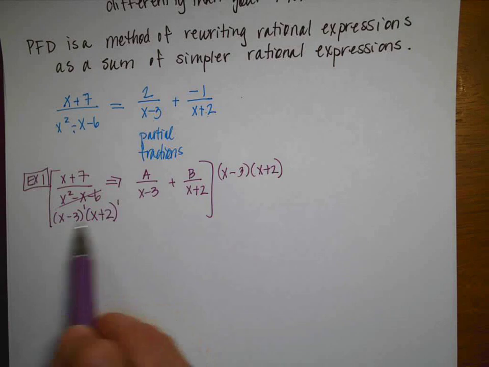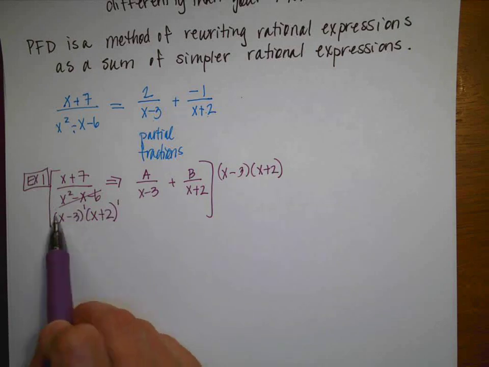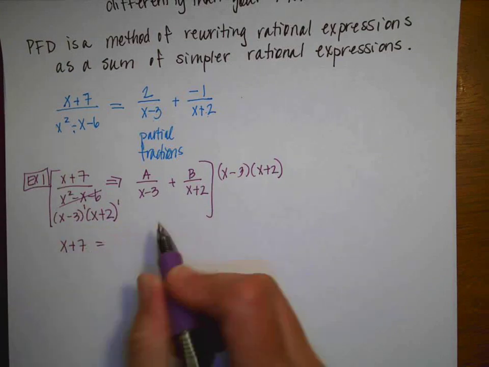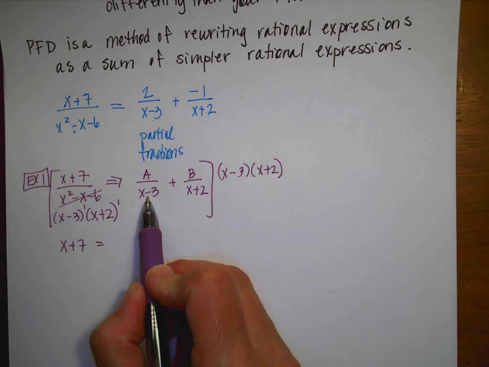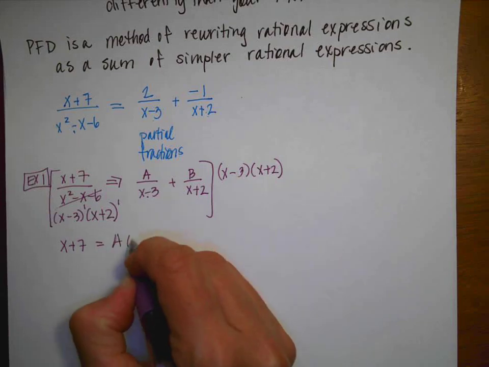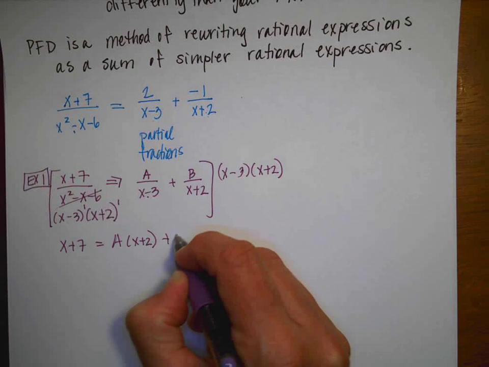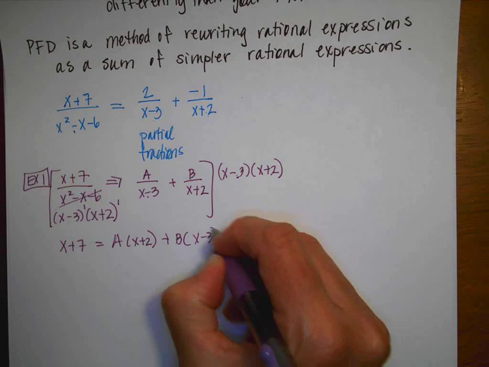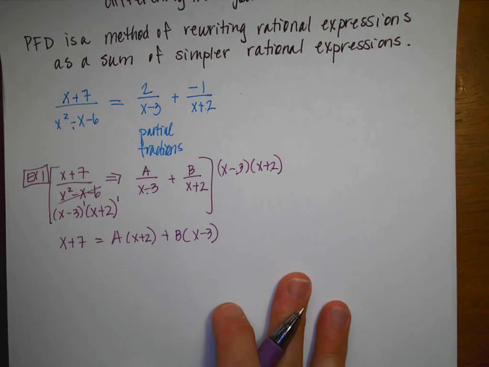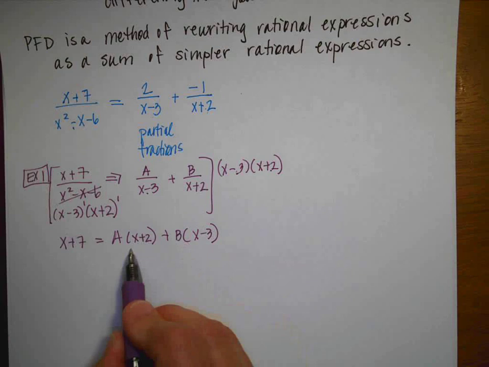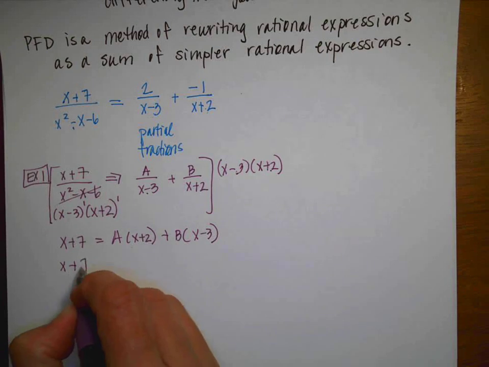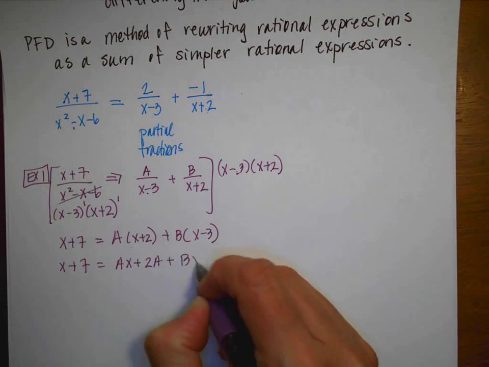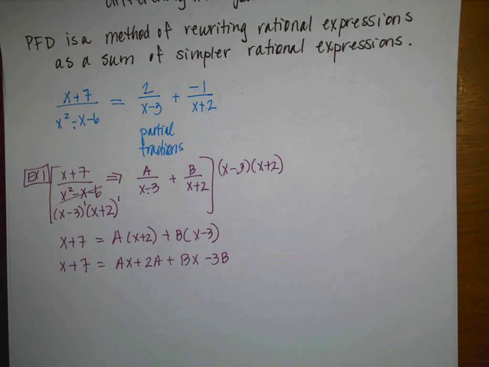So when we get to this point, we'll notice that if I have both of these right here, so I get an x plus 7 on the left-hand side, the A has the x minus 3, so it gets multiplied by x plus 2. And then the B has the x plus 2, so it would multiply by the x minus 3 because the other factors would cancel out. So now what we're going to do is I'm going to distribute. I'm going to leave the left-hand side alone, and I'm going to get Ax plus 2A plus Bx minus 3B.